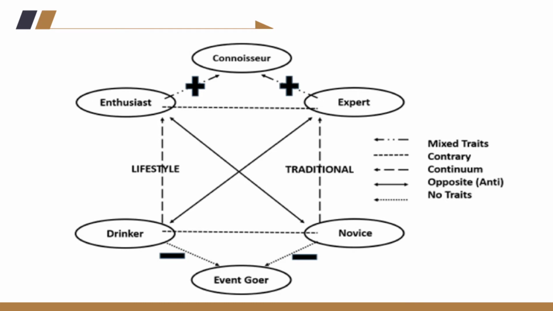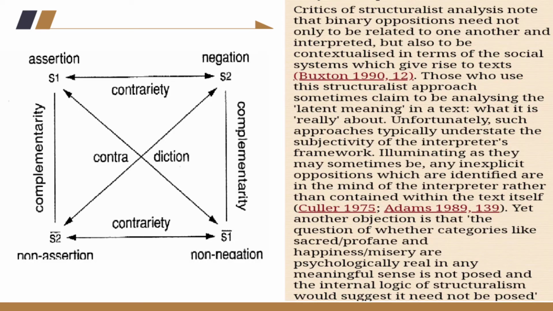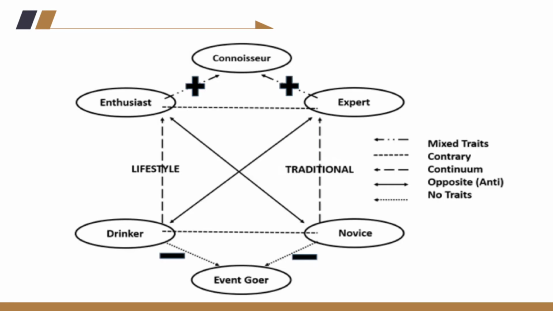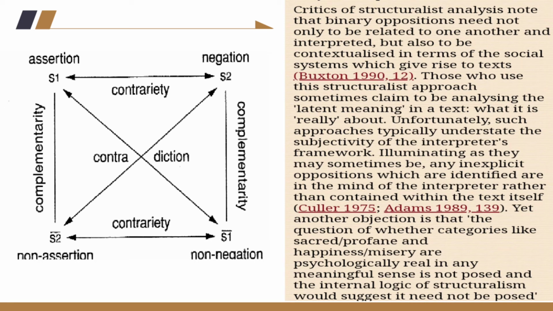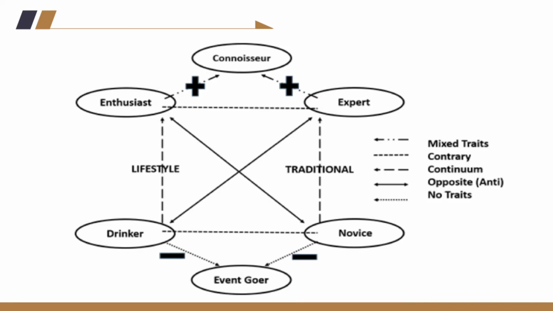And now, another graph. So guys, let us analyze this one. Please analyze and observe the graph carefully. We have the word there, enthusiast. Then, as we can see again, there is the contrariety, which is the expert. But at the center, we can see the contrariety, which is the connoisseur.